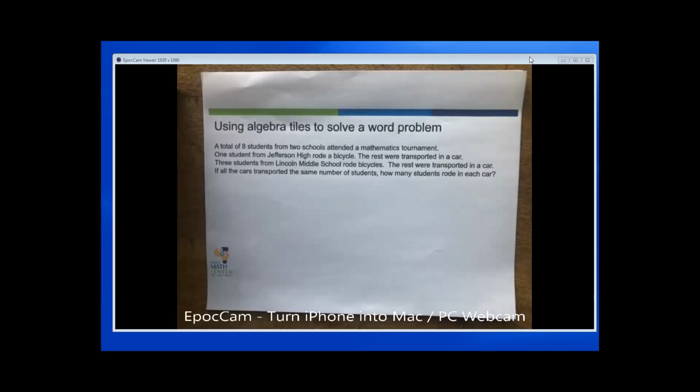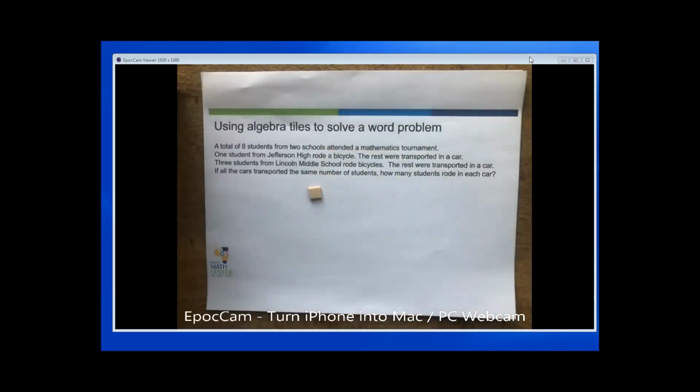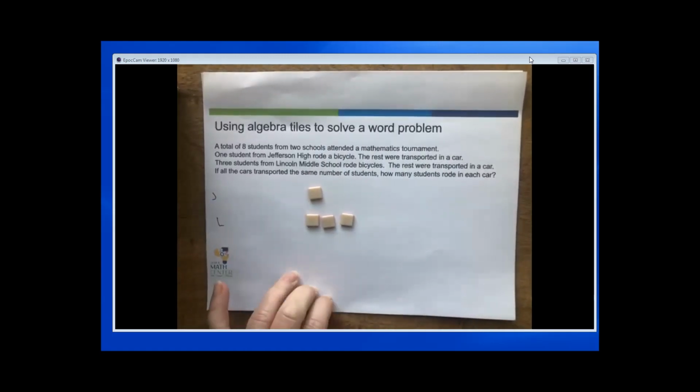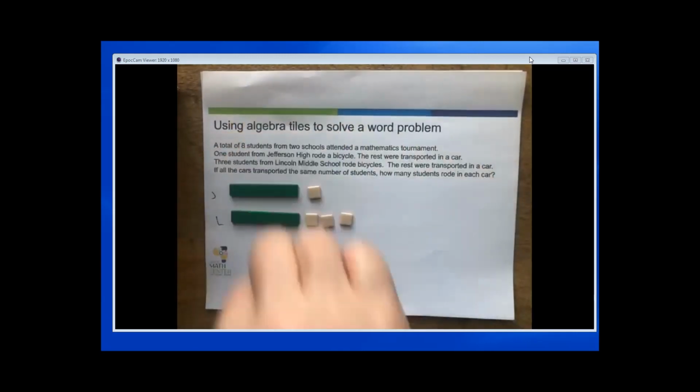So what do we know about this problem? Sarah, what do you think? Well, I see that there was 1 student from Jefferson High who rode his bike or her bike. So I'd like to put out 1 unit to represent that Jefferson High student. And I also see that there were 3 students from Lincoln Middle School who rode bicycles. So I'd like to put out 3 to represent those 3 students. I also noticed that we don't know how many kids were in the cars, but the cars held the same number of people. So because we don't know, x would be our variable. So I'm thinking we'd like, yep, an x for each school.